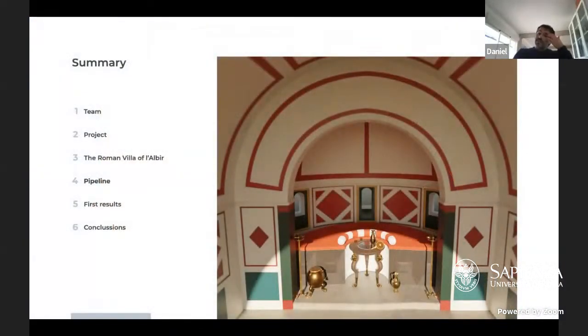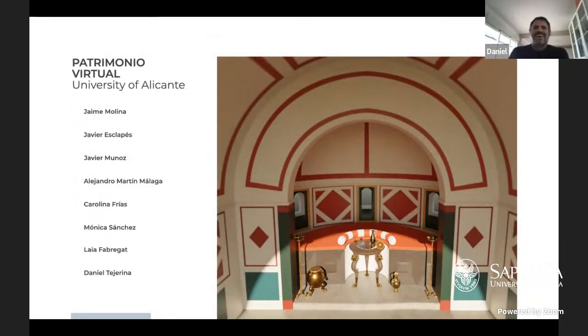With my teammates here, we are all part of this group, Patrimonio Virtual, within the University of Alicante and the Institute of Archaeology. And this is actually the team who is participating and collaborating in this project.